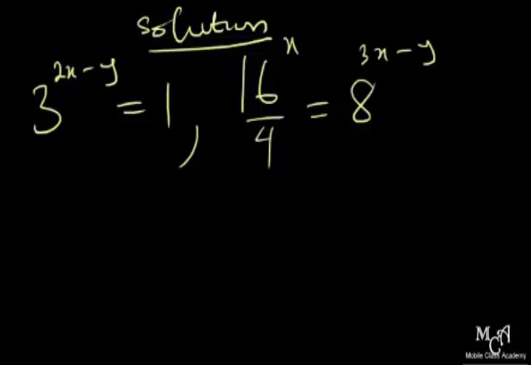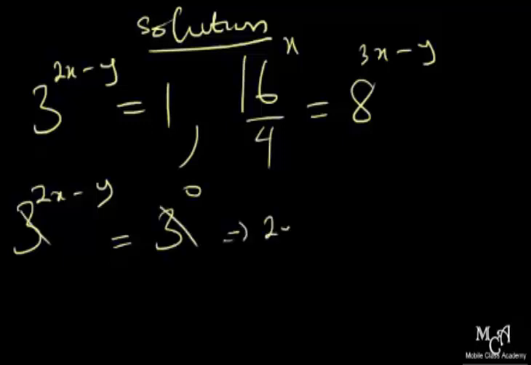So you use your knowledge of indices to do this. The first one we have here is 3 raised to the power 2x minus y. And you know, if I turn this to normal indices form, anything raised to the power 0 is 1. So I'll change this to 3 raised to the power 0. So this one, strike off this. So my equation now becomes 2x minus y equal to 0. So this is now my equation 1.